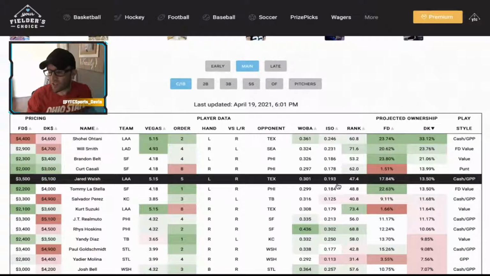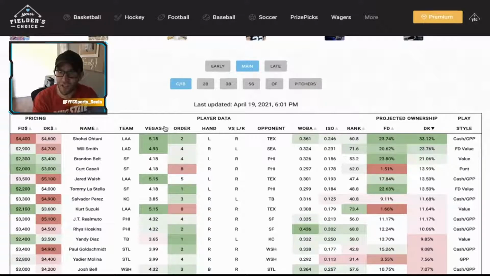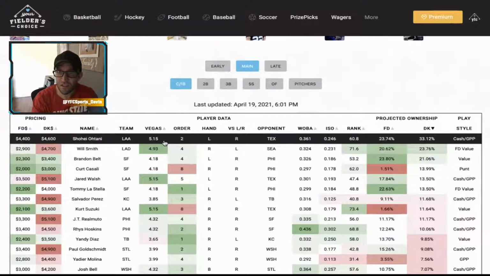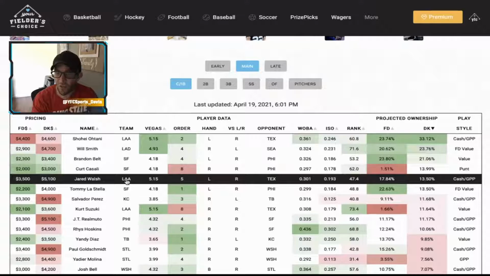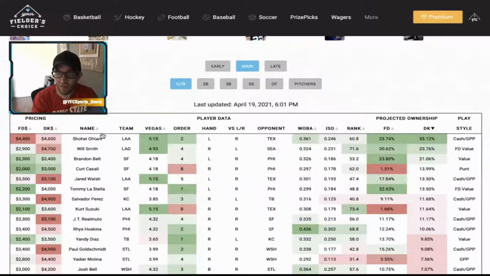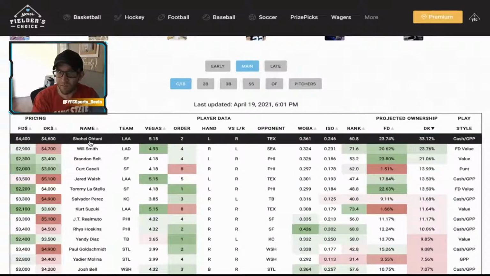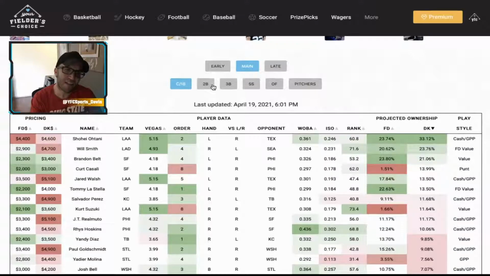So for GPPs, you like power, home run, upside. So take a look at that ISO column. That's something I really like to utilize. Vegas totals. You could get a Jared Walsh who is going to come in at a little bit lower ownership here. They've got a nice high total. Makes for a nice GPP pivot away from Ohtani, for instance. So again, that's how you're looking at that for GPPs and cash.